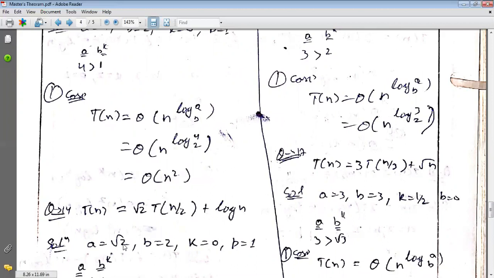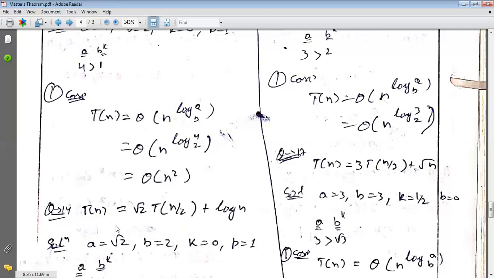Just see what's the value of root 2. We have a condition that a must be greater than or equal to 1, not less than 1, because if it is less than 1 we can't solve that particular recurrence relation. So a must be greater than or equal to 1, b should be greater than 1, k is greater than or equal to 0, and p is any real number.